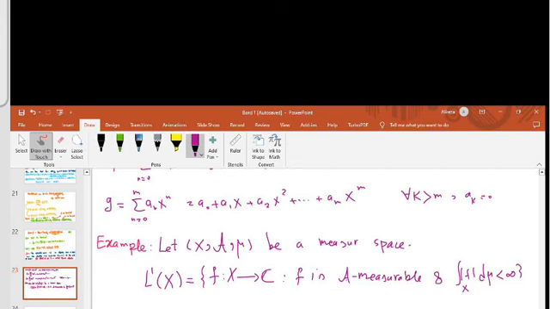It is very trivial that L1 with the ordinary operation addition and scalar multiplication is a vector space, okay? L1 with the ordinary plus and scalar multiplication is a vector space.